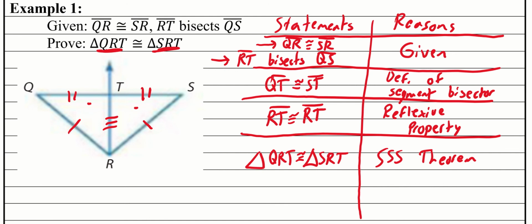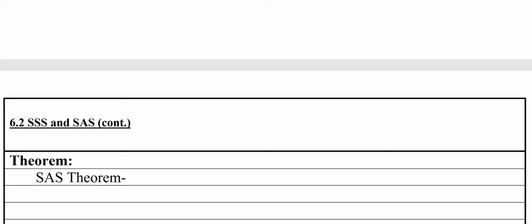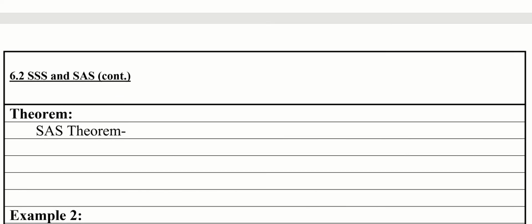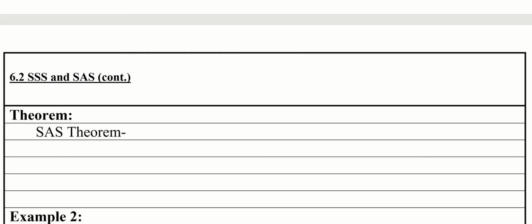Another theorem that we have, another shortcut so I don't have to list 6 pieces of information, is what we call the SAS theorem. You can kind of figure out what this stands for using what we talked about. This is going to be the side angle side theorem. And the side angle side theorem says this.